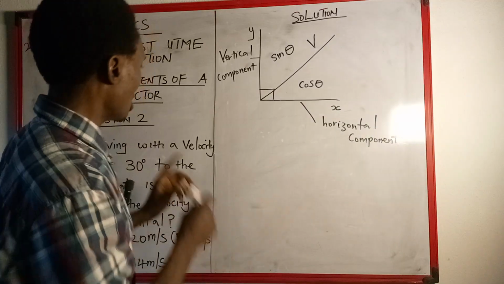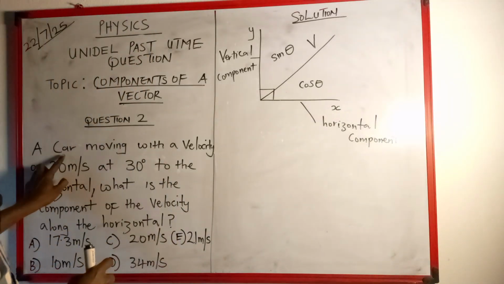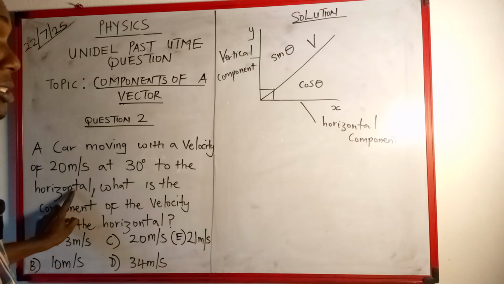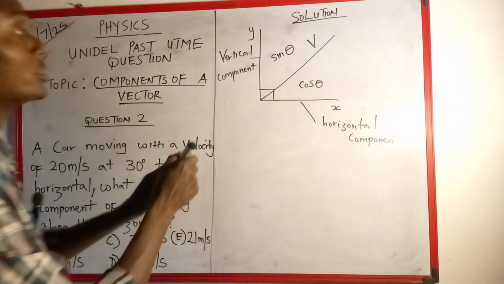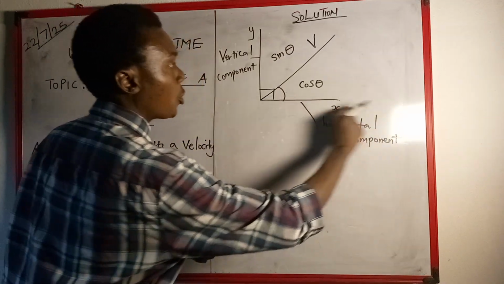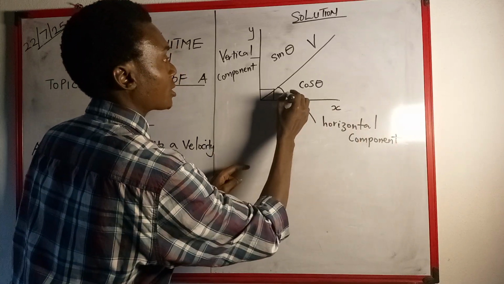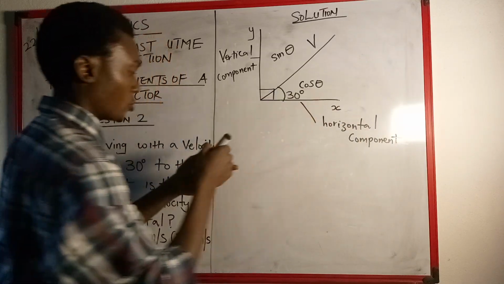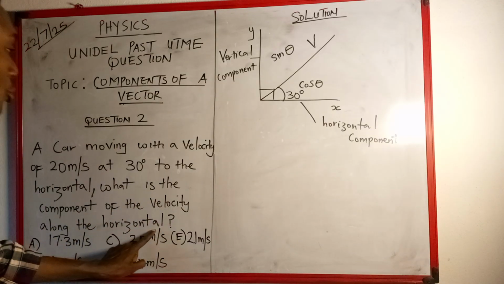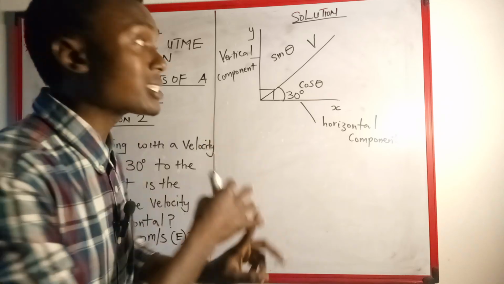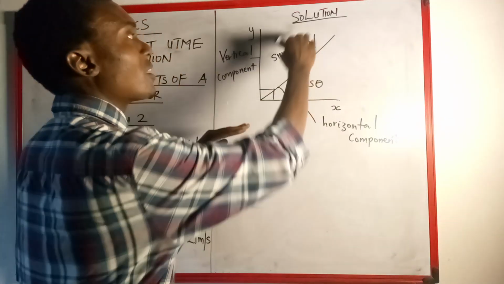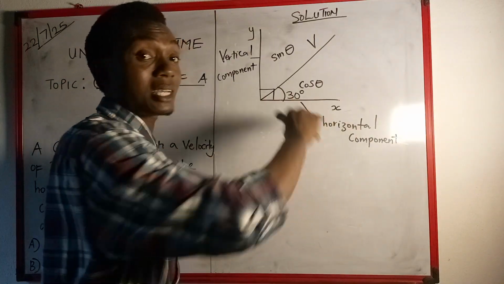Now if you go back to the question, it says a car moving with a velocity of 20 meters per second at 30 degrees to the horizontal. Take note of that 30 degrees. We put it here, to the horizontal. Now, let's continue. What is the component of the velocity along the horizontal? I'm asking you again, the component of this velocity along the horizontal.